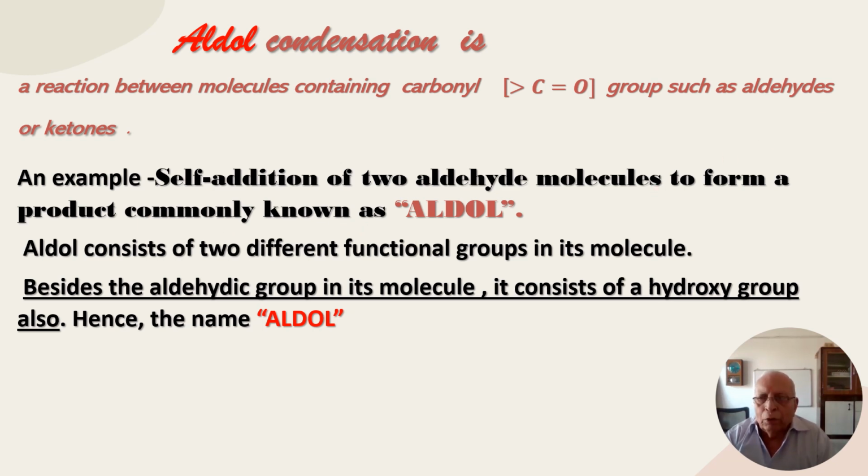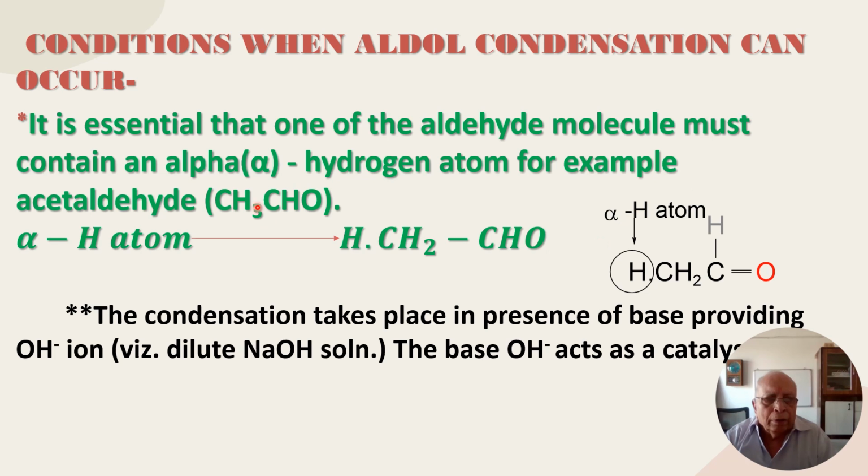And now let us see what is carbonyl carbon atom. It is essential that one of the aldehyde molecules must contain an alpha hydrogen atom. For example, acetaldehyde. Now, what is alpha hydrogen atom is well represented here. The aldehyde group is CHO as represented here, and next to it is an alkyl group containing hydrogen. CH3 is there. Now, this hydrogen is known as alpha hydrogen atom.